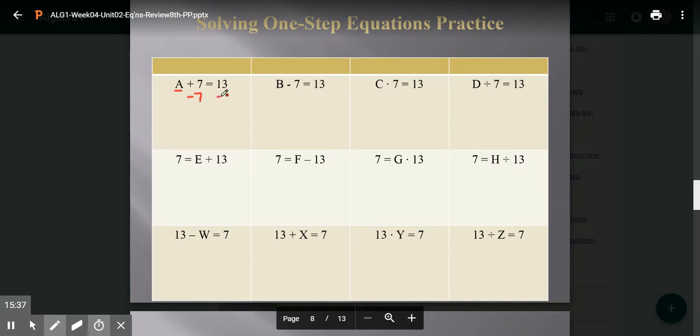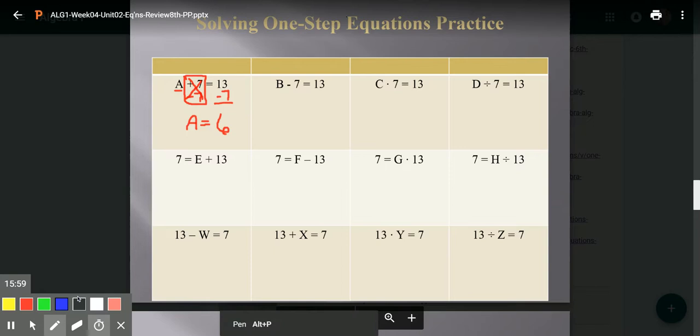So the opposite of that is going to be to subtract 7. But whatever we do to one side, we need to make sure that we do to the other as well. Okay. And so right here, 7 minus 7, that's just going to be 0. That cancels out. So all we're left with on the left side is going to be a. And then that's going to equal 13 minus 7, which will be 6.